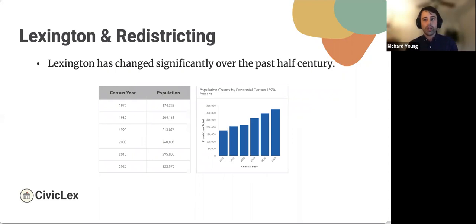So Lexington's changed pretty significantly over the past half century. If you look at this chart, in 1970, there were 174,000 people in Lexington. In 2020, there are 322,000 people in Lexington. And because our code of ordinances says that we should have 12 council districts, instead of adding new districts for this new population, we have to adjust our current district boundaries to incorporate those new populations. And that's a pretty significant growth, right? We have a very linear growth rate here in Lexington. We haven't had a huge population bust or a population boom. We're growing at about 30,000 people per decade, pretty consistently.